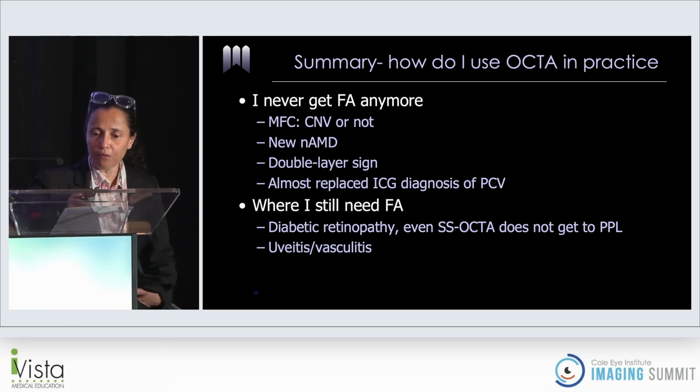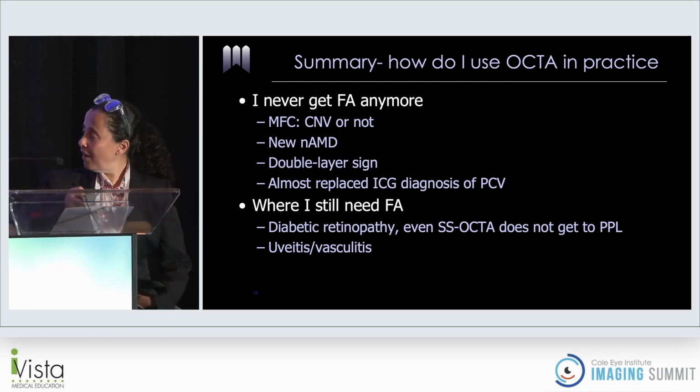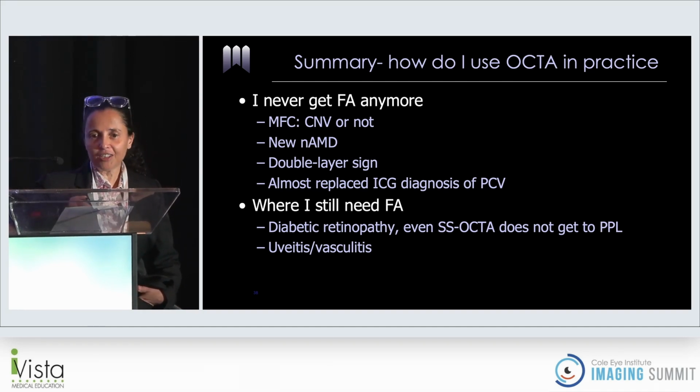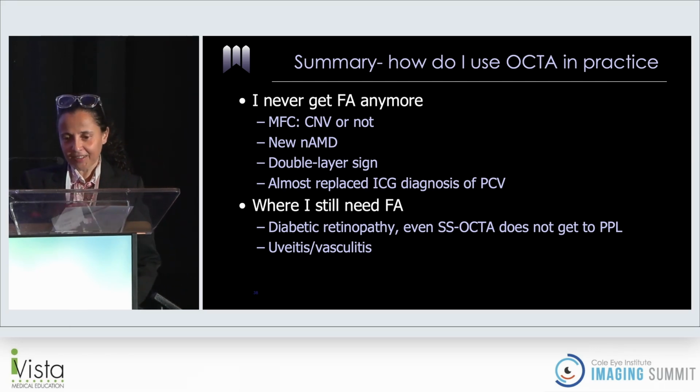We can tell everything from OCT, and where I still need fluorescein is diabetes all the time, and maybe after I hear Sumit's talk, I'll stop ordering it in uveitis, but we still get it for vasculitis and peripheral lesions and things like that. And I thank you for your attention.